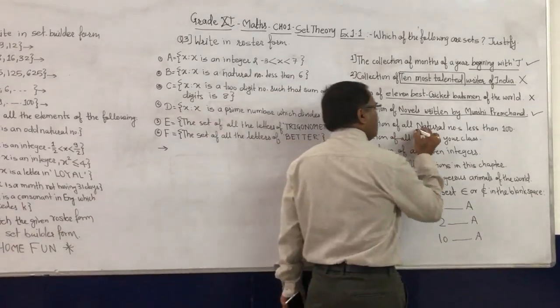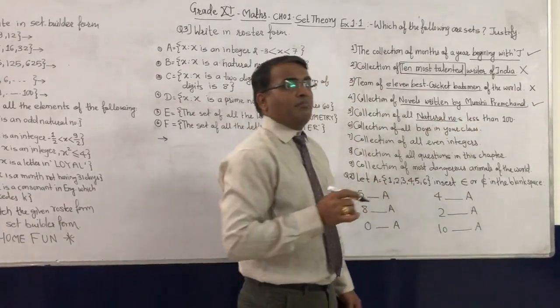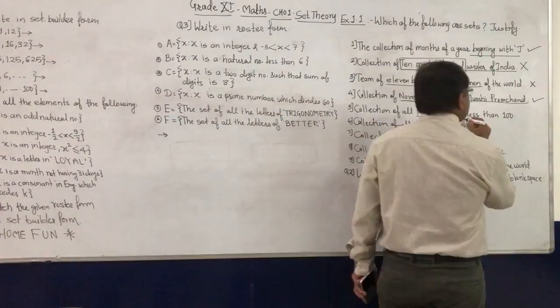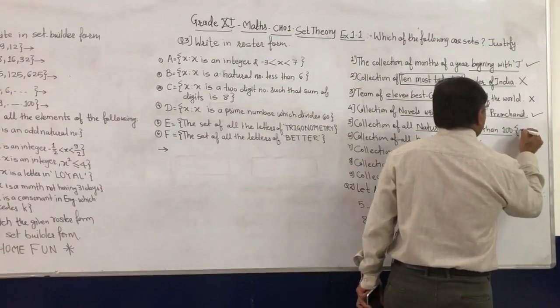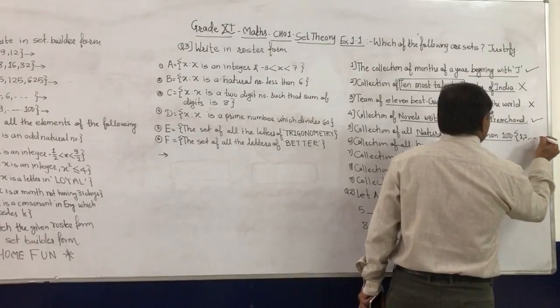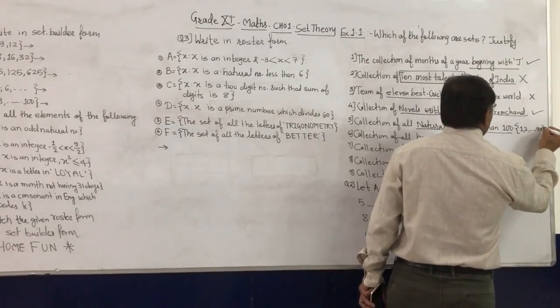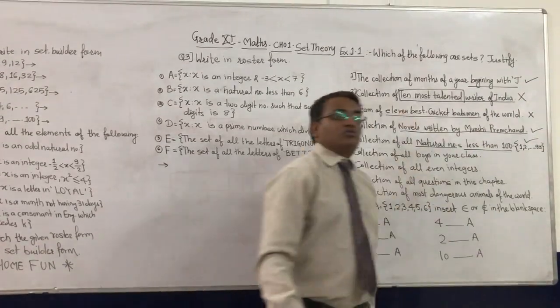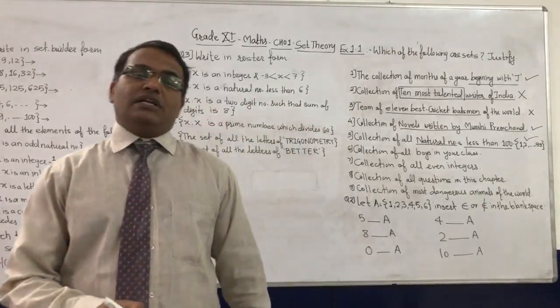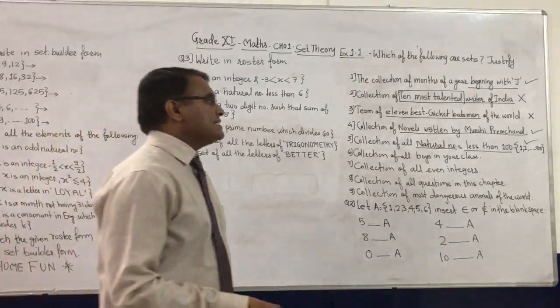The first thing is natural numbers. But how many, which are less than 100? Which will be 1, 2, and so on till 99. It means it is well defined, and since it is well defined, it will also be a set.